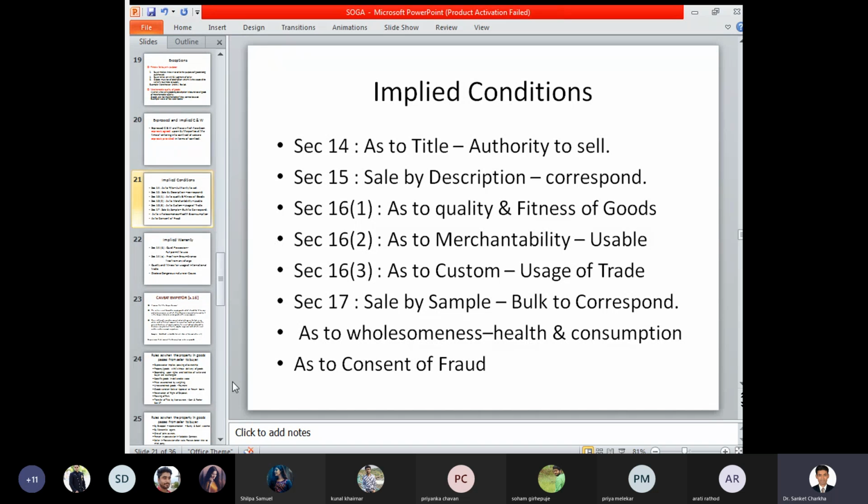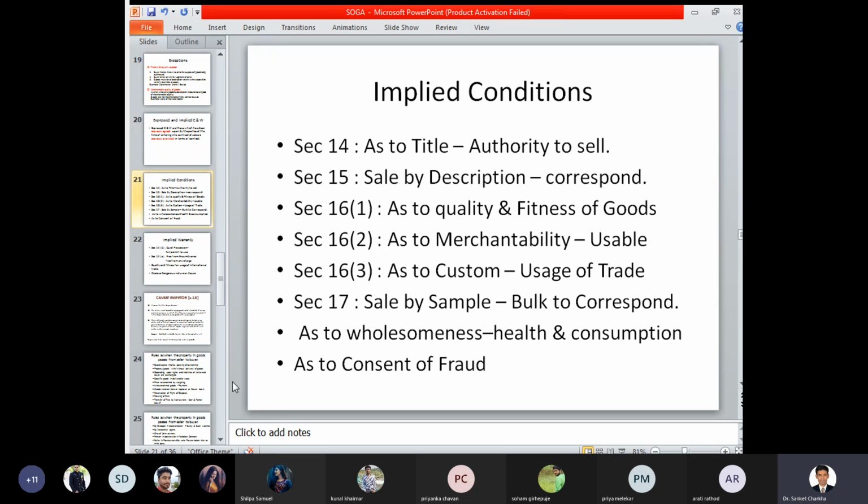So, at this stage, the sale by description. Whenever a particular description of a product has been given, you have to see that the goods correspond to it and have been delivered in the same quantity. It is always a condition on the seller to deliver the same goods and services only.